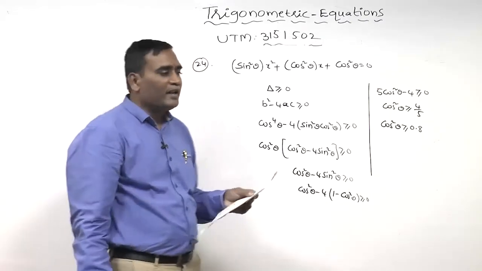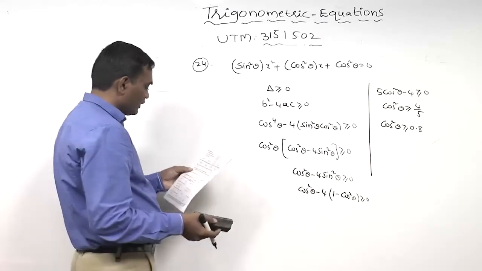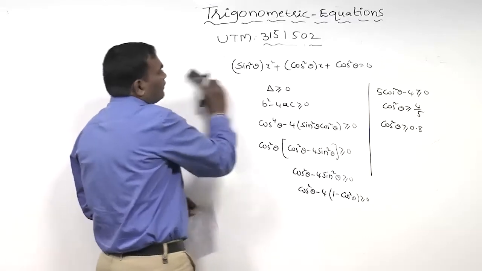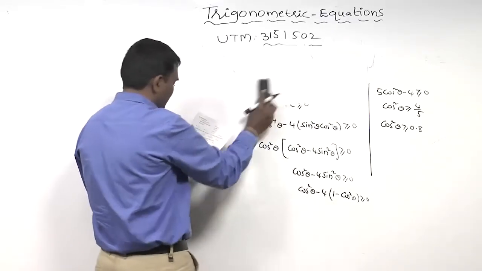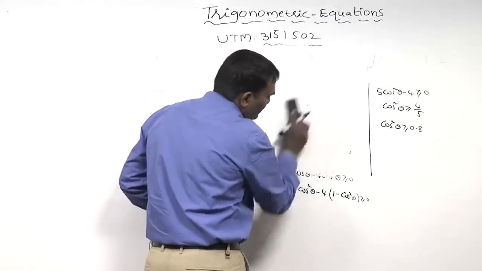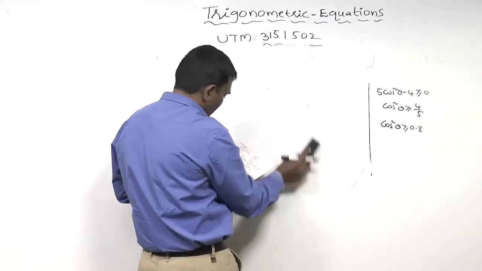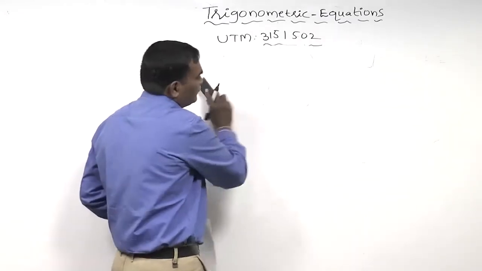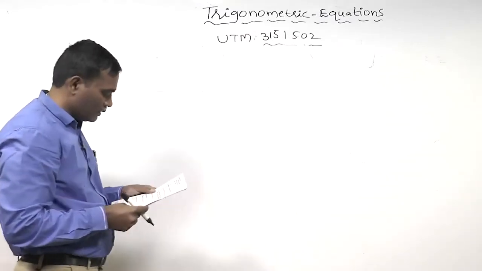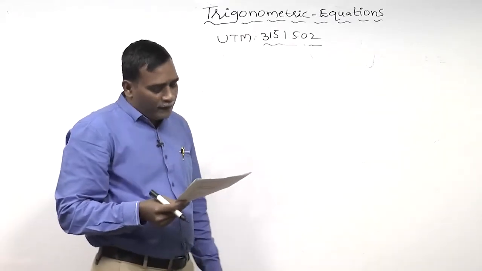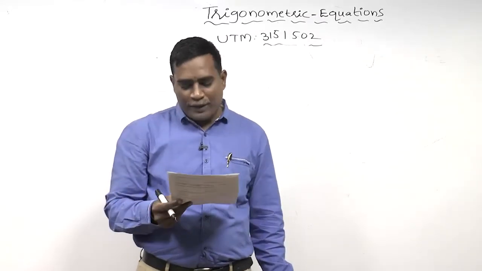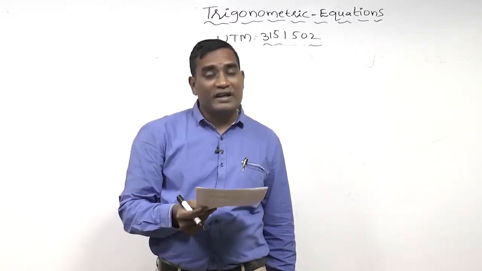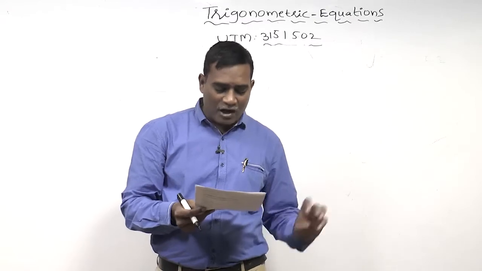Now come to 25th question. What is there? Sin x into root of 8 cos square x is equal to 1. Simplify. The values of x between 0 to 2 pi which satisfy the equation are in arithmetic progression. Then the common difference of AP is asked.